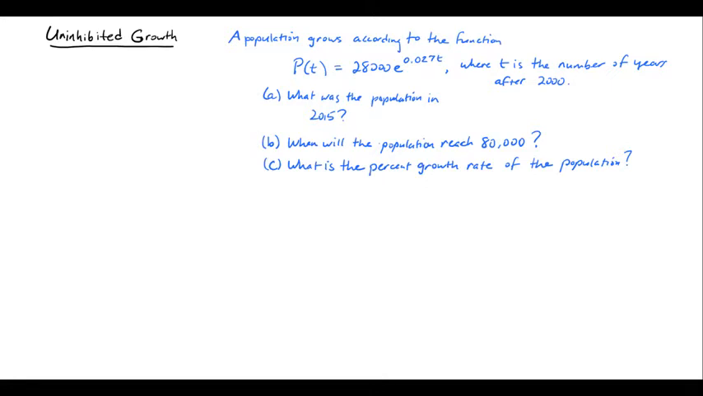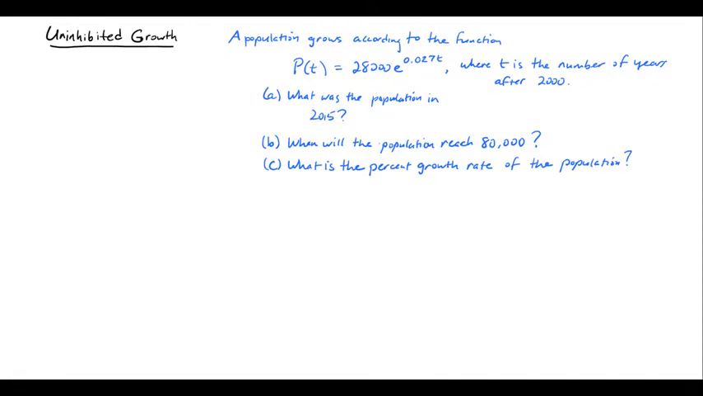Now, a little side note here. The first thing I should say is that this question, at some level, is completely unrealistic. Populations don't grow according to exponential models forever. I mean, they might for a very short amount of time, or grow approximately according to an exponential model. But the situation described here is what the book calls uninhibited growth, meaning that there is never any factor that limits the growth of this population.